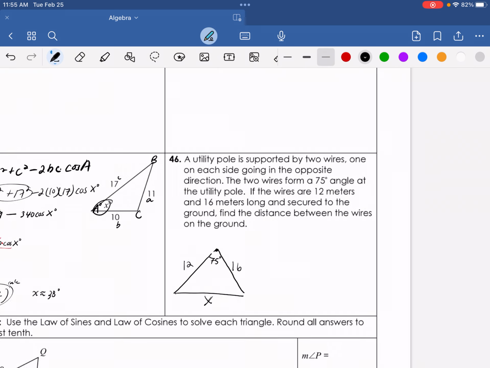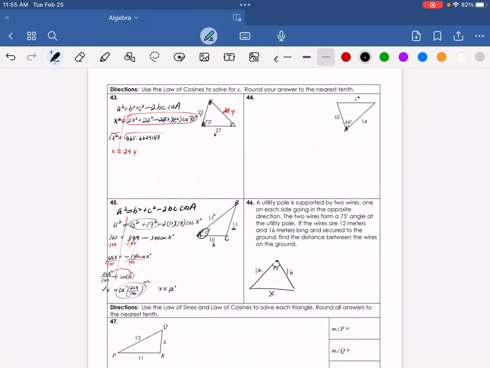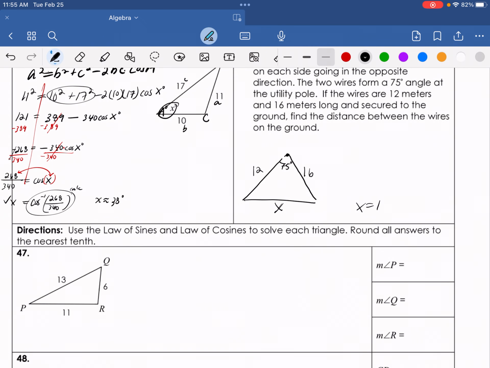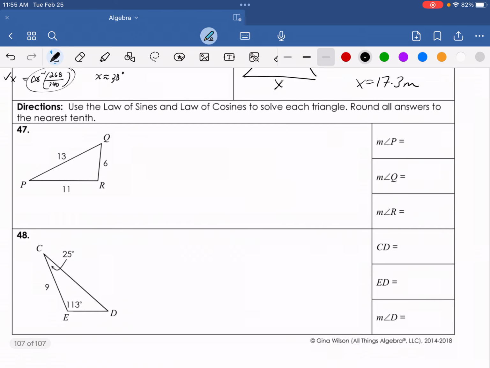So again, law of cosine, just like how those other problems are. The answer to 44 is x is equal to 13.5. That's what you should have gotten. For this one, we should get x is equal to 17.3 meters. All right, for these, you're using the law of sine or the law of cosine. Why? Because they are not right triangles. If not, maybe we could have done something else.